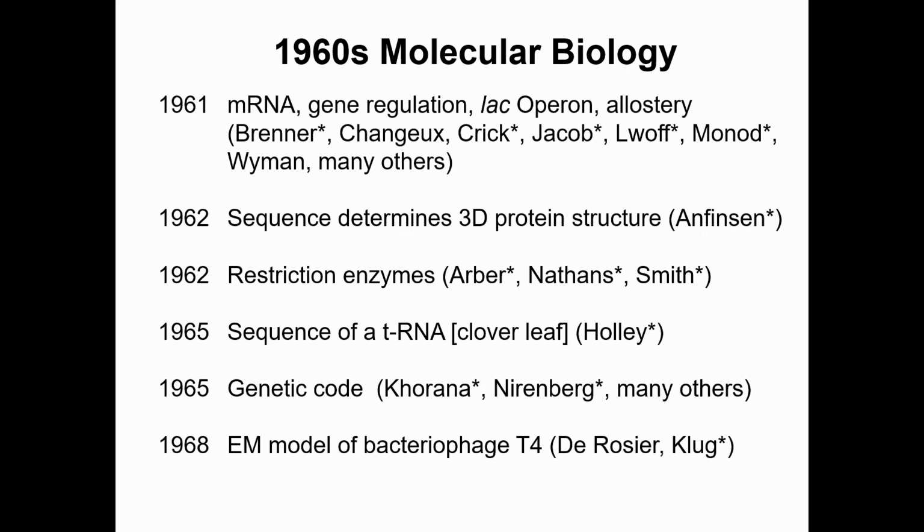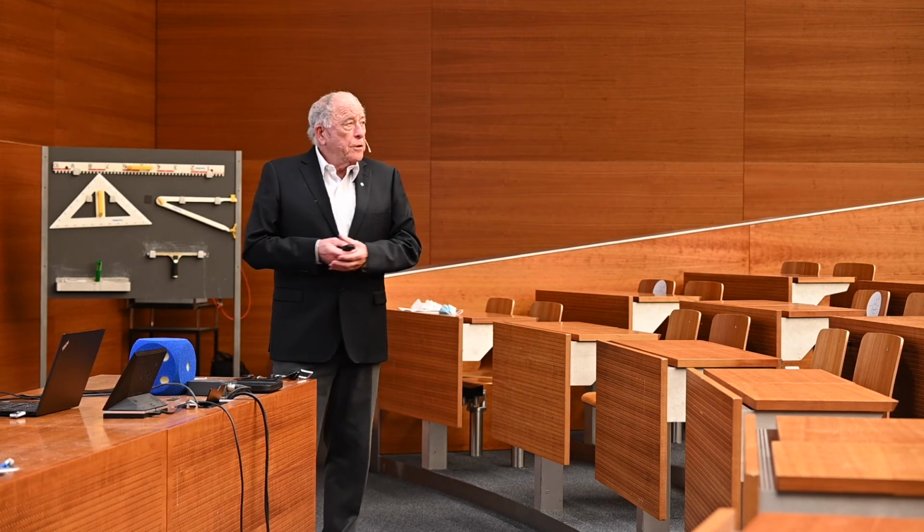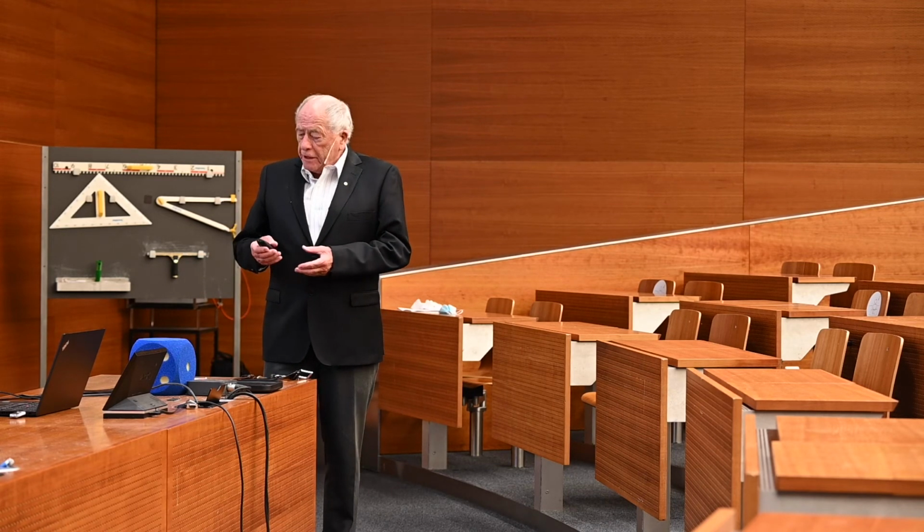And then the genetic code, that is the code by which we can go from the 4-letter alphabets of nucleic acids to the 20-letter alphabets of proteins, has been determined in 1965. And in 1968, the first important biological structure by electron microscopy was obtained. Again, it was a model based on incomplete data sets of a particular virus, the bacteriophage T4.